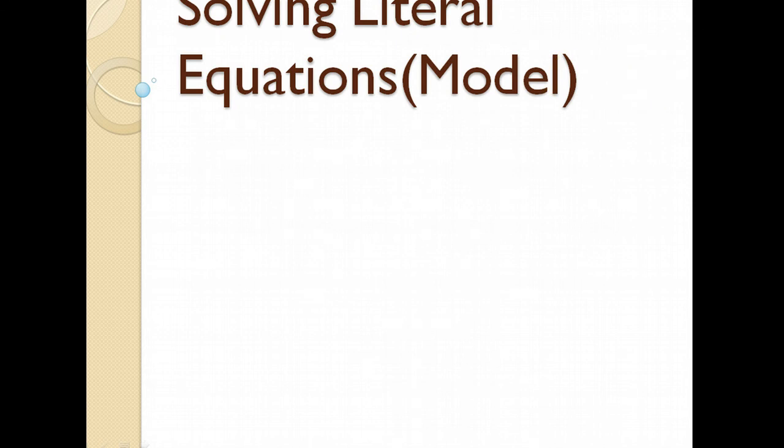A literal equation is when you have any kind of equation, but for this section it's mostly a lot of variables and they ask you to solve for other things. So for example, let's say you have x equals c plus mc. And the first thing I want you to do is solve for m.